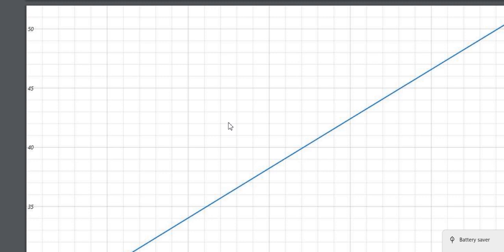What we see here, again, we see the x-axis and the y-axis. I'm just going to show you here how it's even stronger.